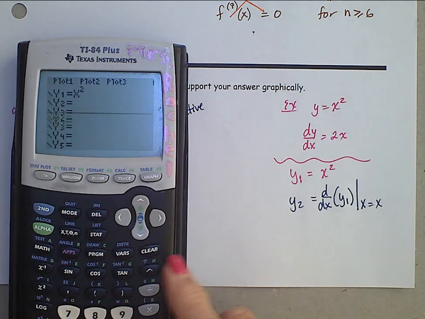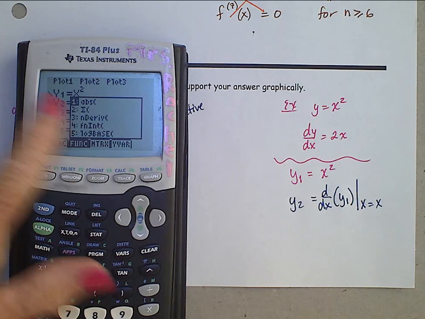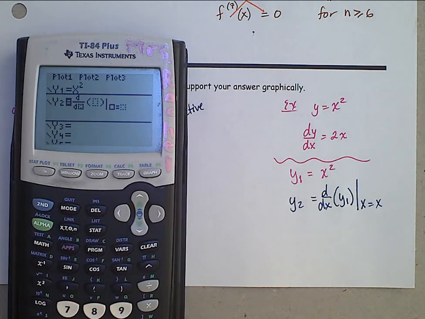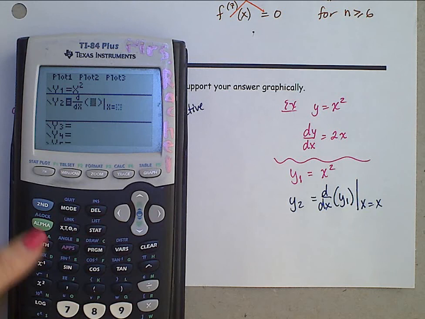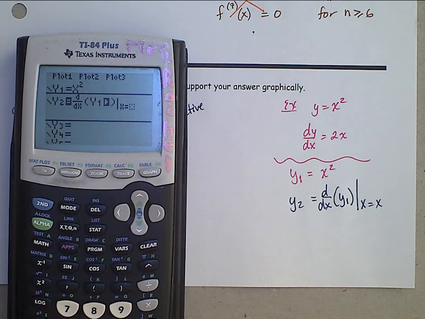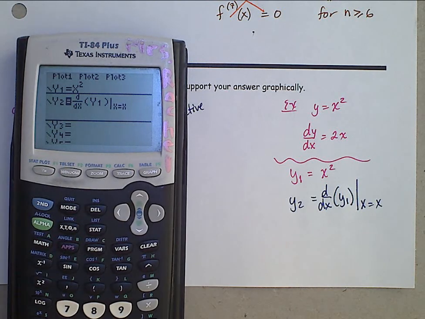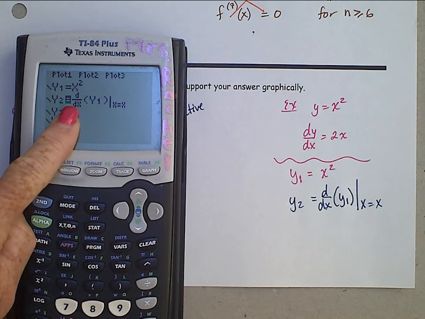Again, to find this, you can go to alpha f2, and then the third one down, and derive. And then we just fill in these boxes. So d/dx of y1, we're going to get y1 from alpha f4, y1, at x equals x. And notice I left that one on. Leave that one on.